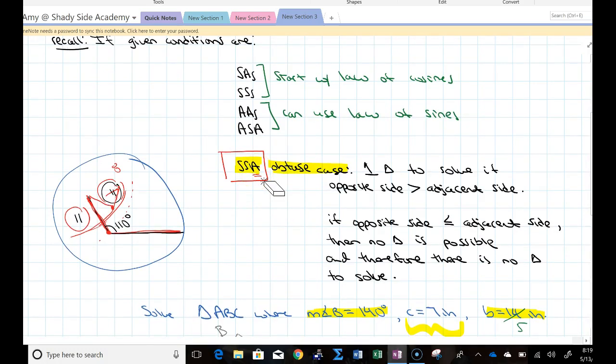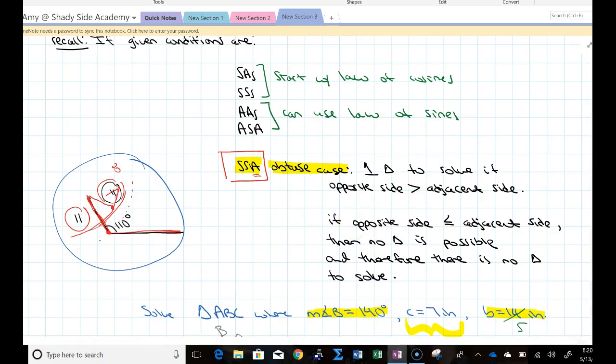Let's just recall that in the SSA obtuse case, the SSA is specifically a result of being given an angle, being given a side opposite the angle, and then being given a side adjacent to that angle. Let me say that again. SSA is the result of being given a triangle's angle, a side opposite the given angle, and a side adjacent to that angle. And what we talked about successfully last week was the fact that if we're given an SSA obtuse case, we know there is one triangle to solve if and only if the opposite side, the side opposite the given angle, is greater than the adjacent side.